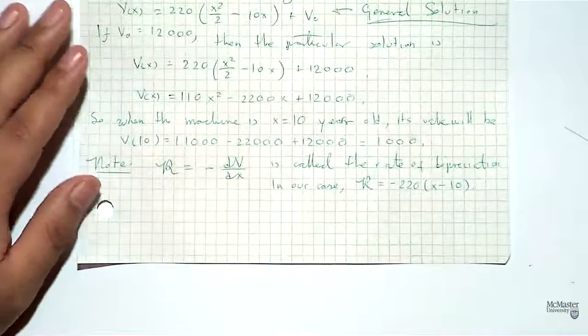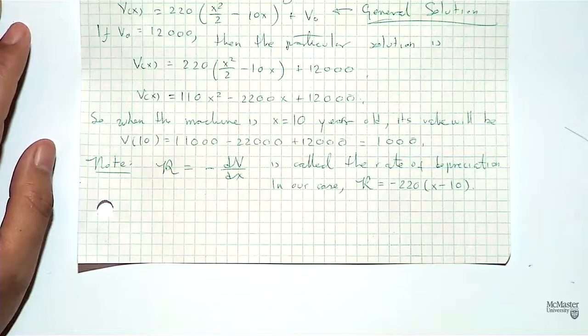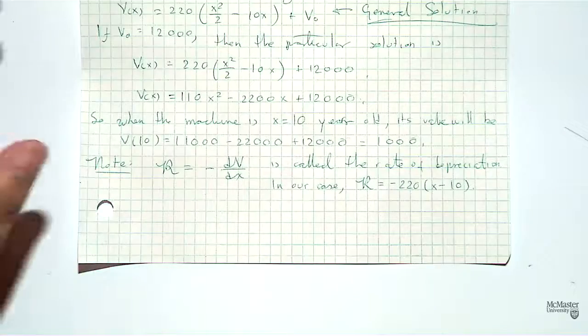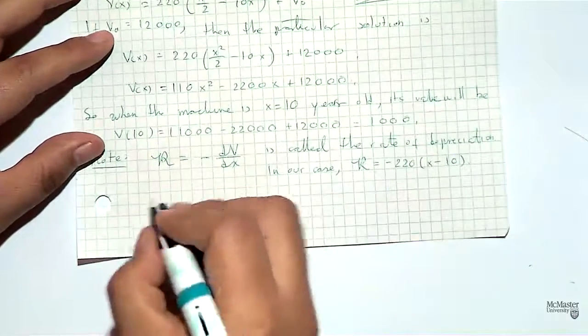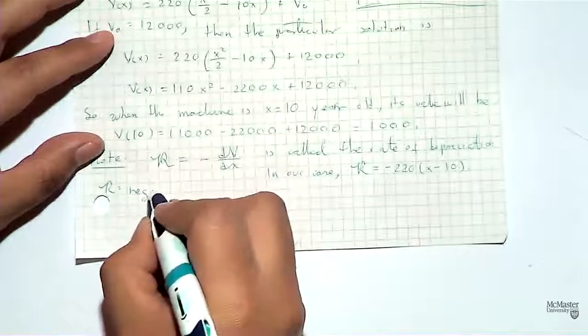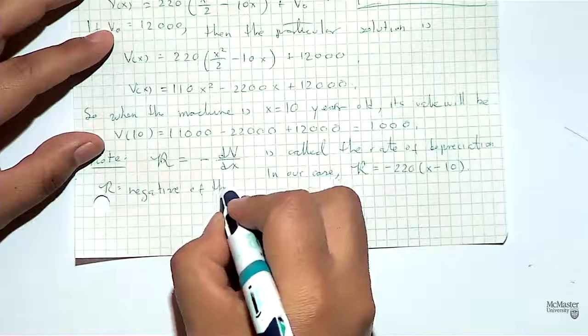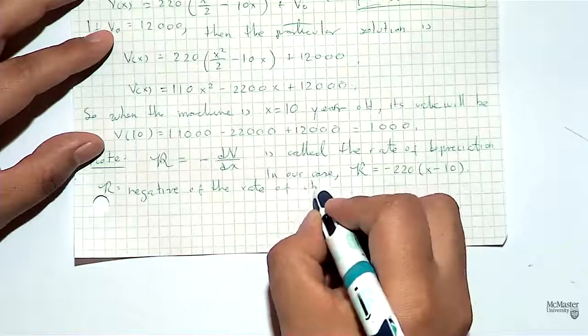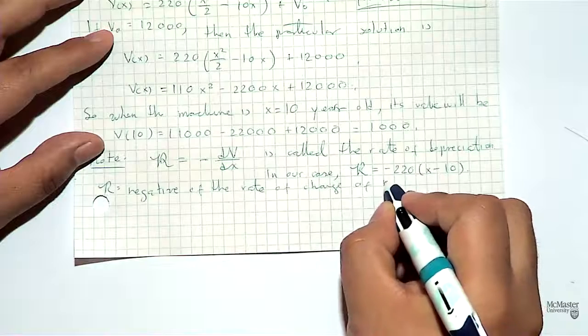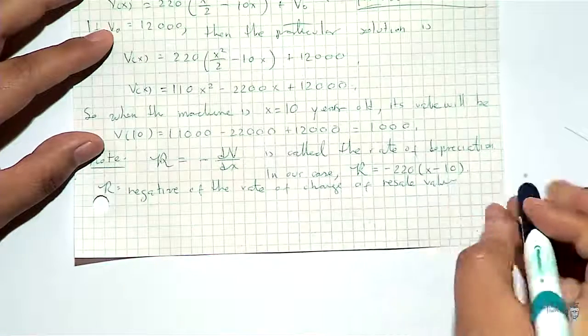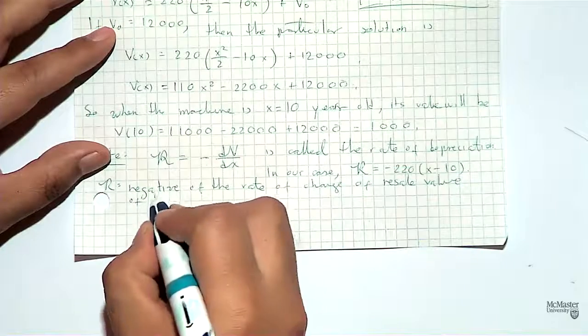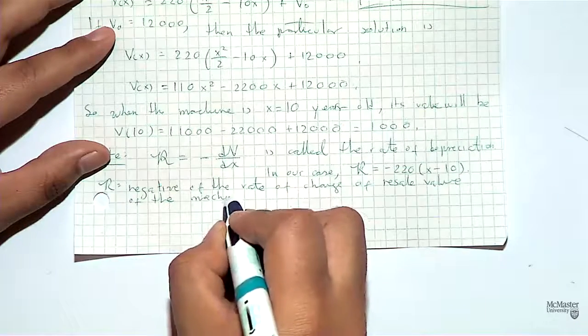Now, I brought up the point of where the derivative vanishes because we will do plots of b and of b prime, or R equivalently. So just to define it, R is the negative of the rate of change of the resale value of the machine. And, okay, we'll keep this here. I will do some plots.